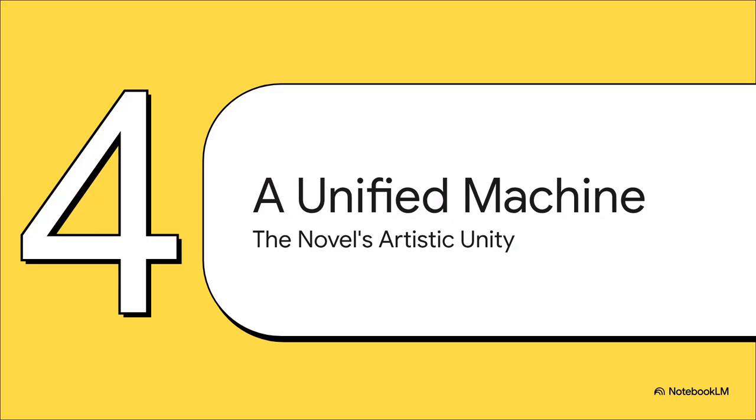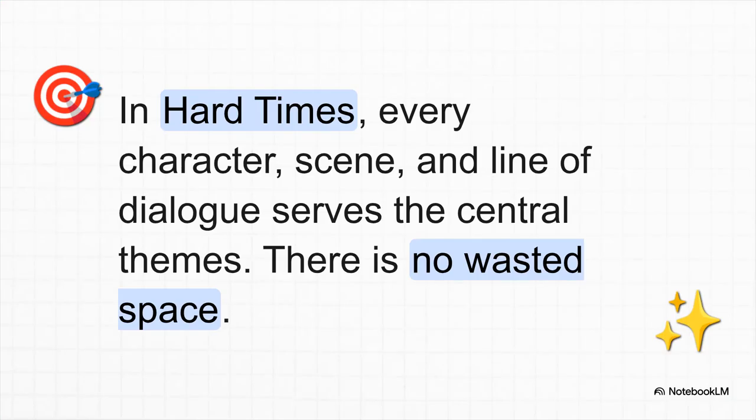Okay, so we've got a tight structure, a clear theme, and this powerful social critique. But the real genius of the novel is how these parts don't just sit next to each other, they lock together, working like a single, unified machine. This is the secret to its power. I mean, there is absolutely zero wasted space in this novel. Every single element, every character, every conversation, every description is designed to reinforce that central argument against a world without compassion and imagination. It's just a masterclass in artistic discipline.